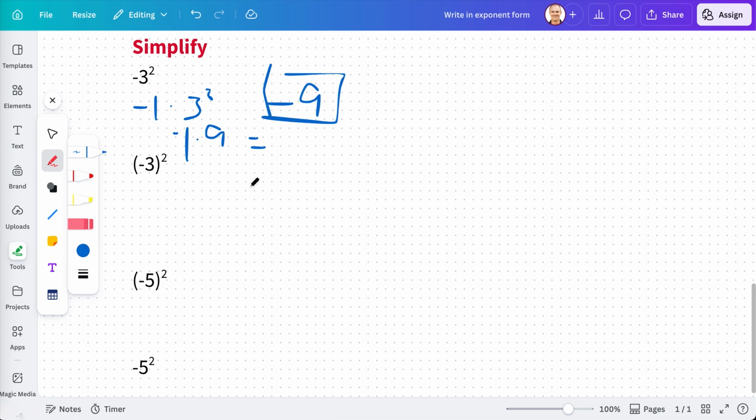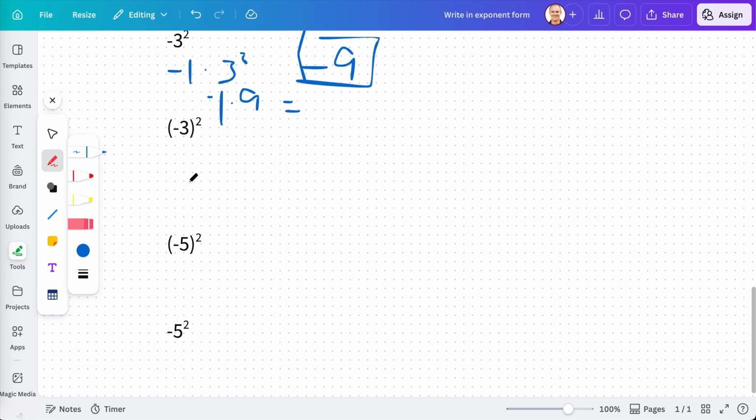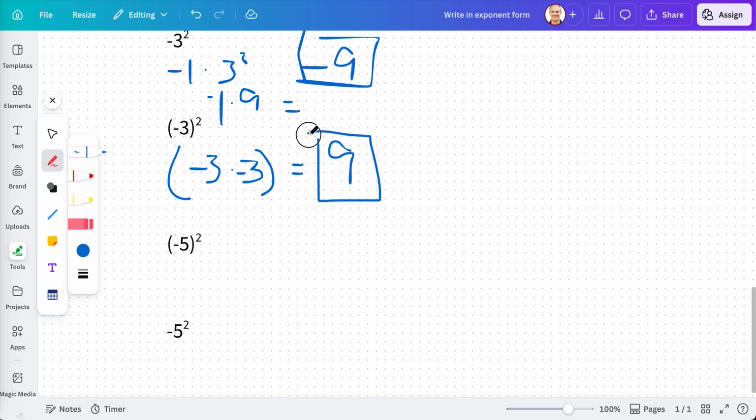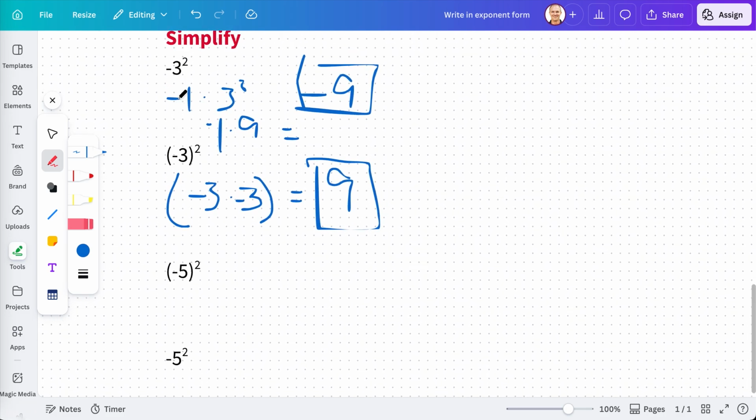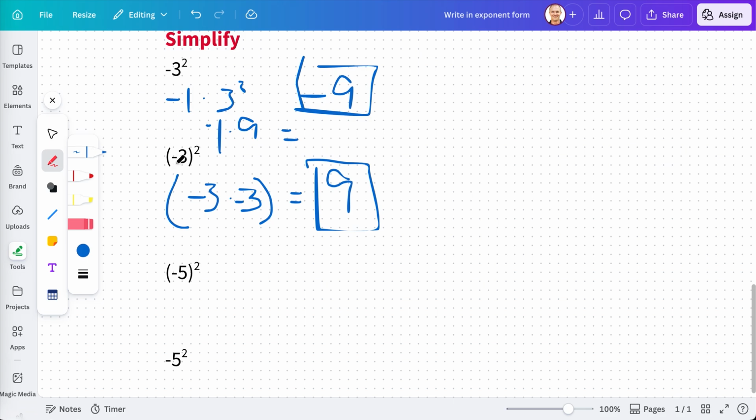My dog's barking. Okay, now we have this one, which is -3 times -3, because that's -3 squared, and that is 9. So be very careful about where the negative falls with parentheses, because that's going to change your answer.